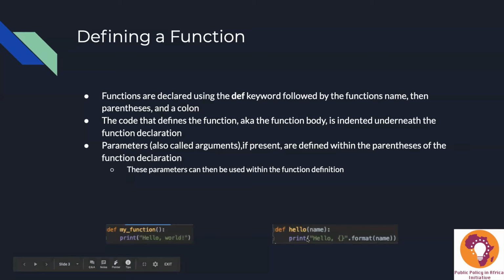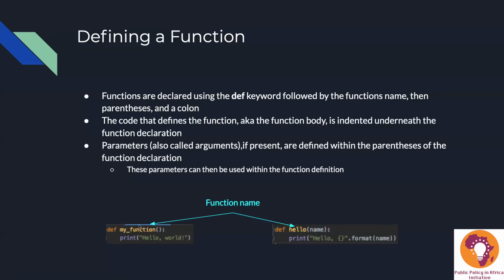So this function prints hello and then the name that's entered in the call to hello. So whatever value is entered for name will show up in the print statement of hello here.